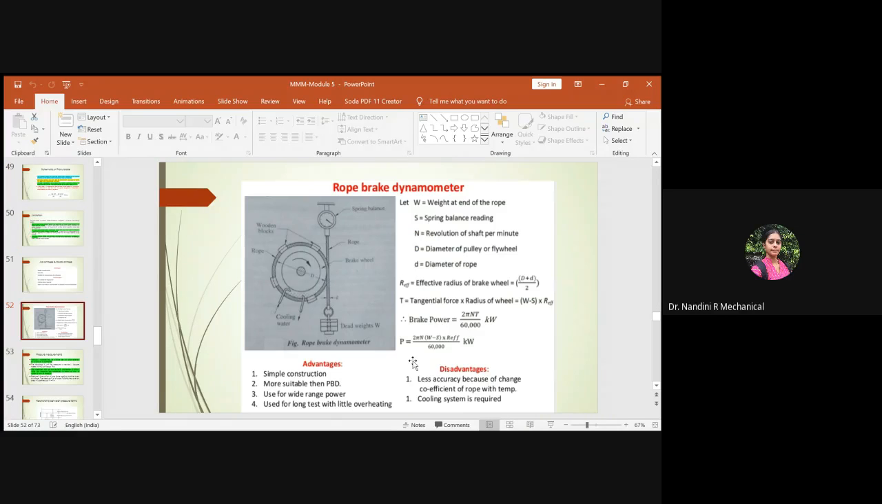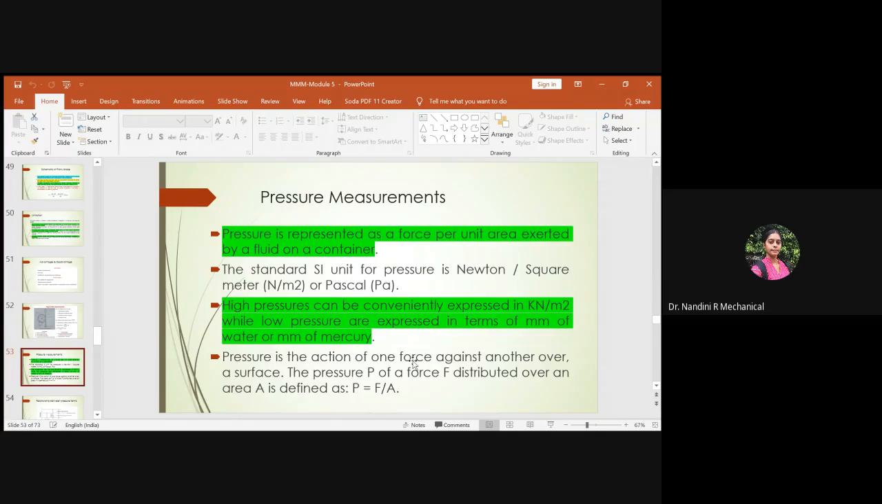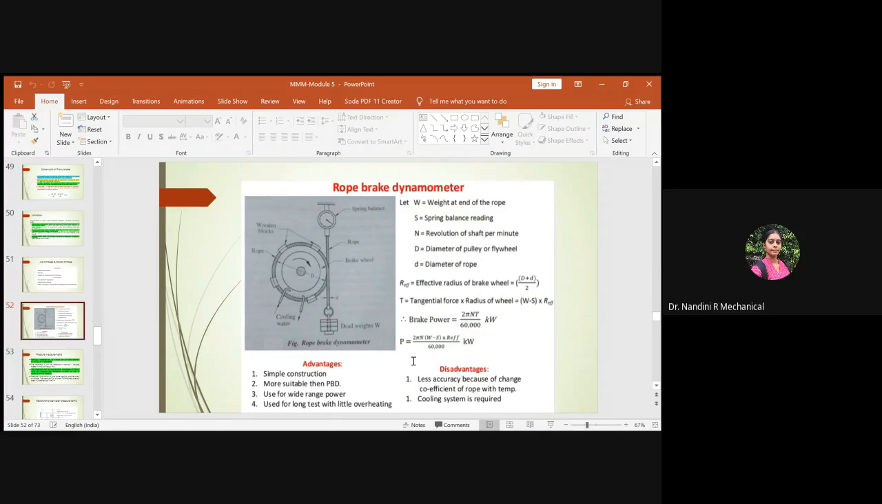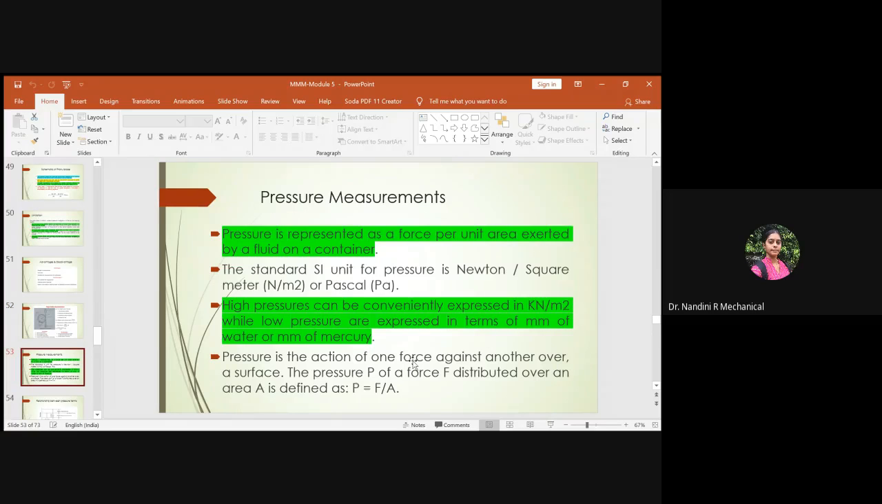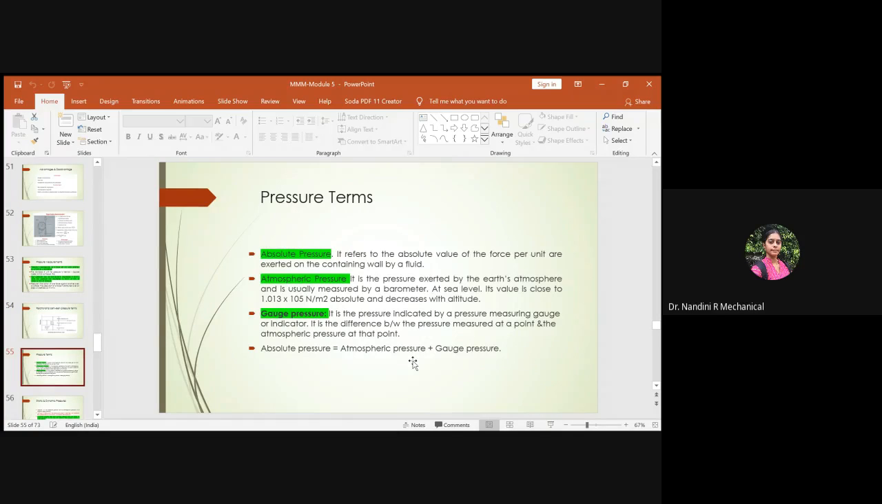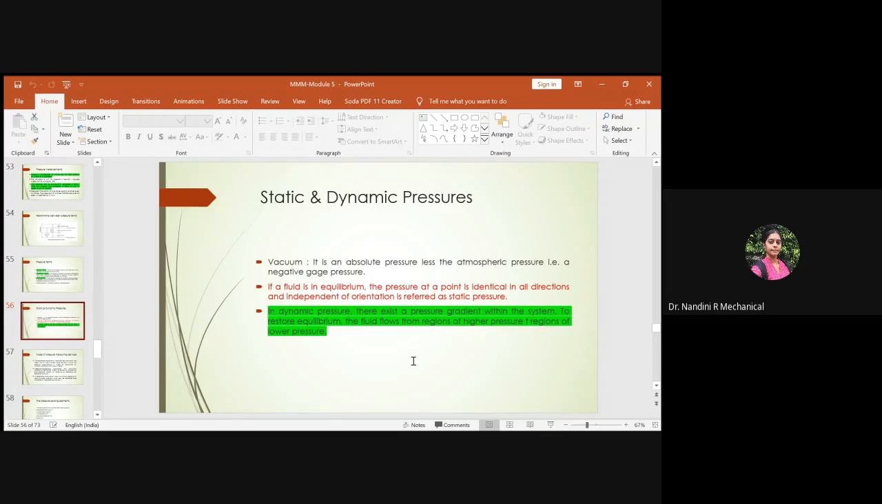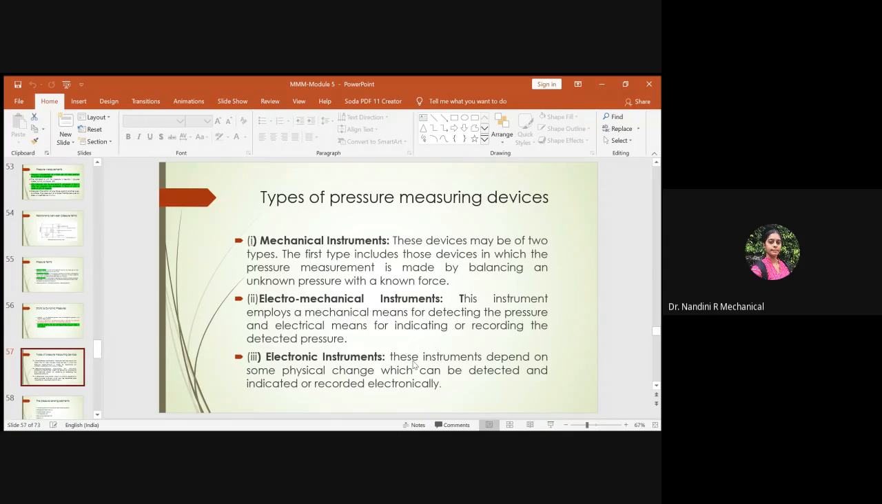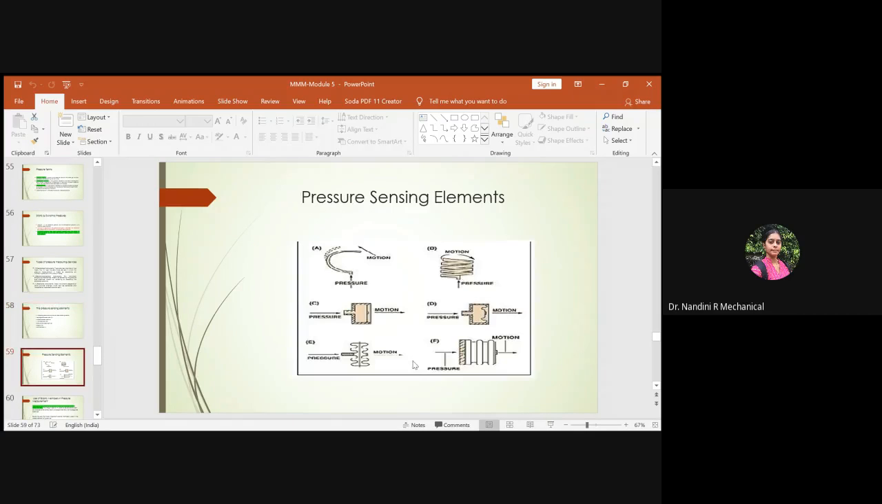In the next class, we will be dealing with what is meant by the rope brake dynamometer. That covers the measurement of torque and power. After that we have to start with pressure measurements. For that, we should understand what pressure means, how pressure measurements are calculated, what terminologies are needed, how to measure static and dynamic pressures, and which types of measuring devices are there. All these things we will study in our next class.